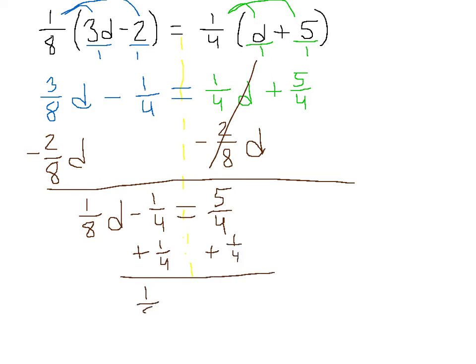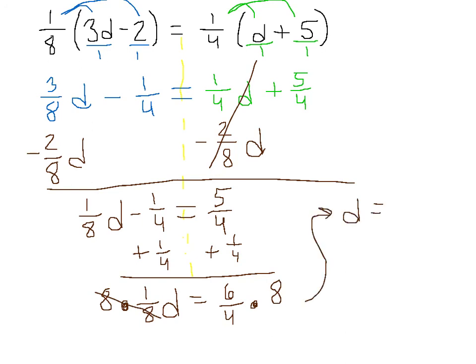I'll get 1/8 d equals 6/4. You can simplify that now, but just for the sake of me not having enough space down here, I'm going to save that for later. So your next instinct would be to divide both sides by 1/8 in order to get d by itself. Dividing a number by 1/8 is the same thing as multiplying by its reciprocal, which is 8/1. So I'm going to multiply both sides by 8, and I'll finish the work up here. That gets me d by itself.